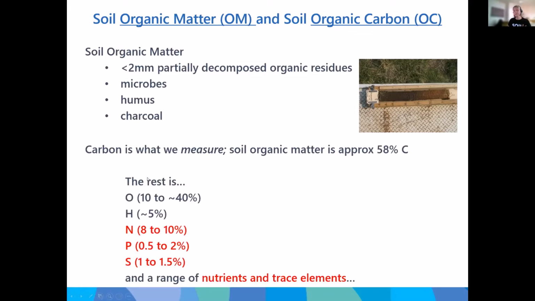Now, that's organic matter. Carbon, on the other hand, is what we actually measure. And we know that soil organic matter is approximately 58% carbon, 42% other stuff. And it's the other stuff which is really important for our productivity as well, things like nitrogen, phosphorus, and sulfur, for example. So when we get our soil test back, the first thing to remember is we should be looking at the carbon concentration, not necessarily the soil organic matter content, which is sometimes reported, because the soil organic matter content is a calculation, whereas the carbon content is the actual measurement.